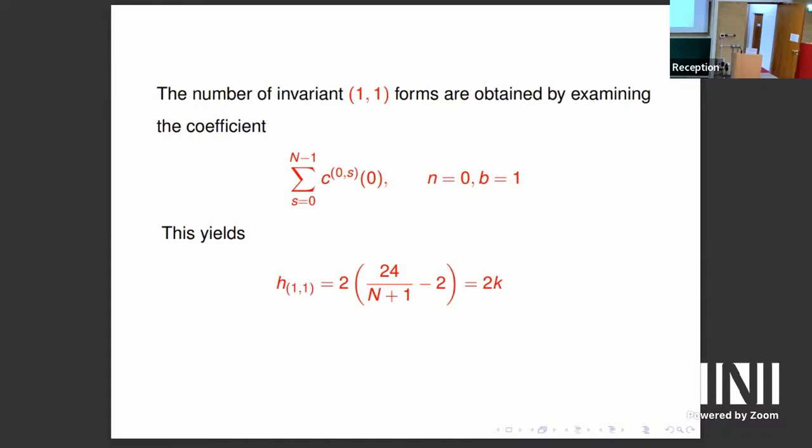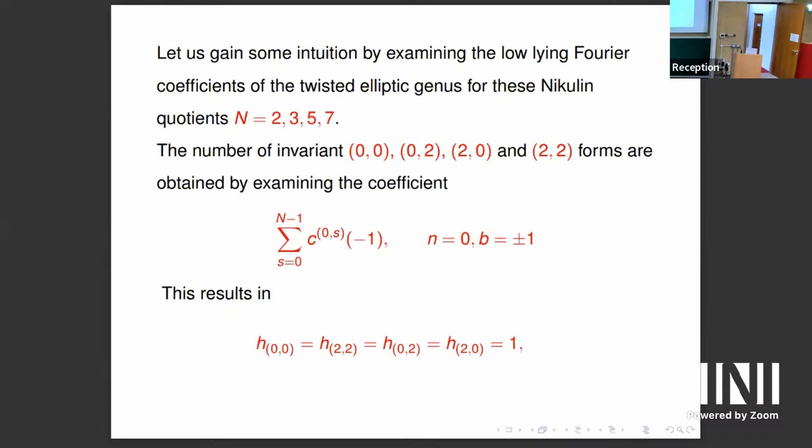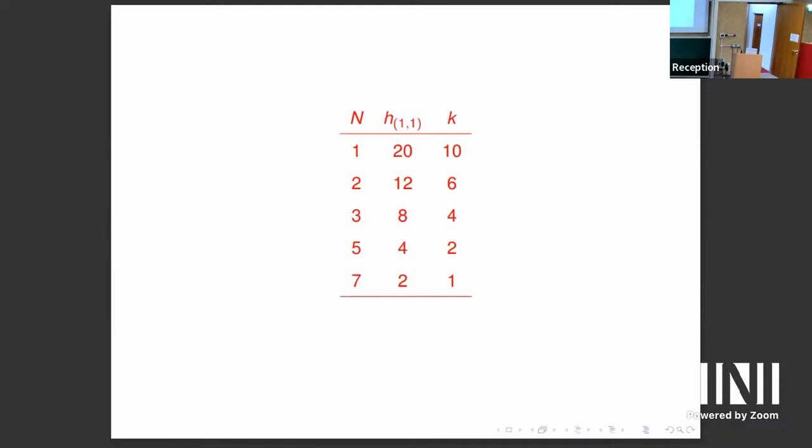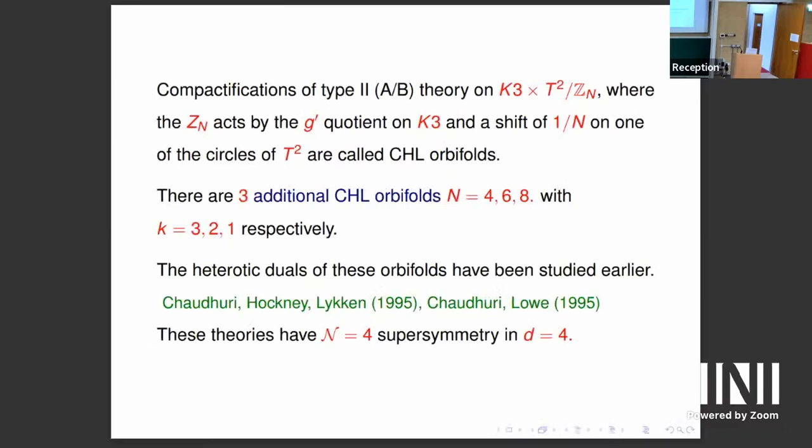I'll tell you how to construct them explicitly. Our constructions earlier, before moonshine was discovered, were just explicitly writing down those elliptic genera using certain quotient constructions. But later on, when moonshine was discovered, there is this list of those things. Let me describe a little bit more in words these constructions. Once you have these quotients, you can construct compactifications associated with these quotients of K3, in which this Zn acts by this G prime quotient on K3 together with the 1 by n shifts.